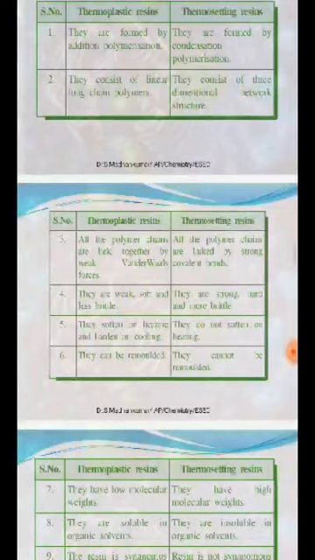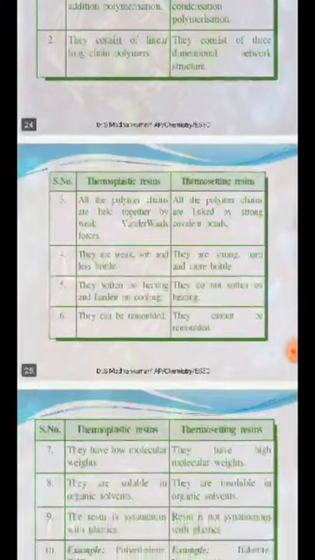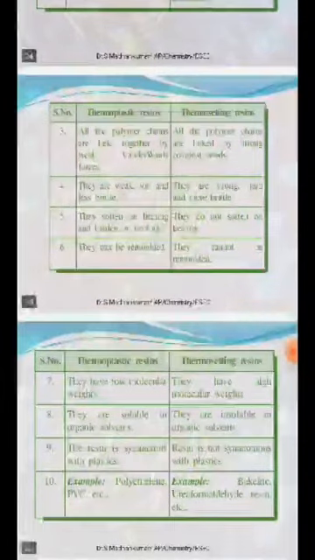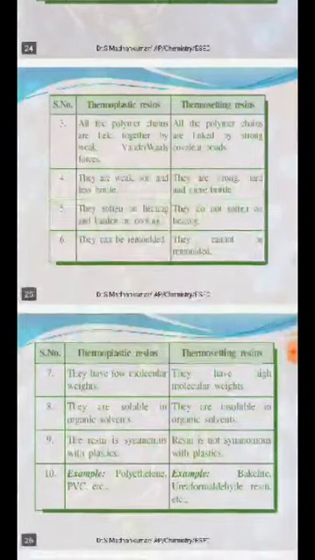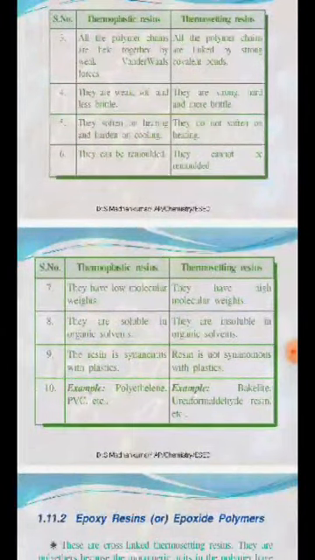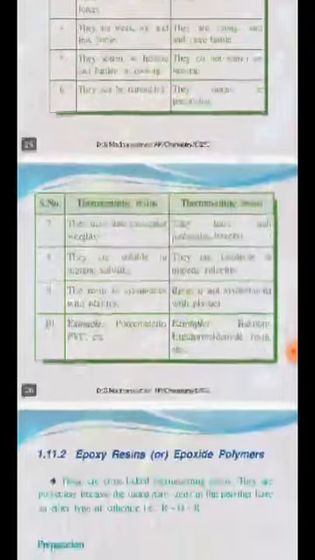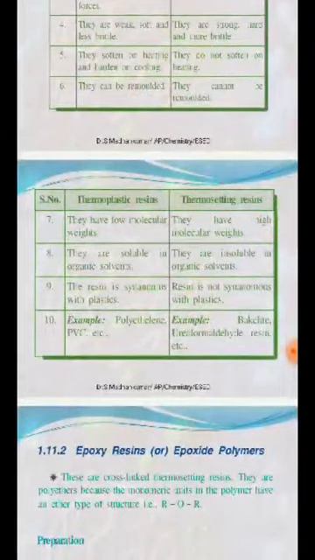Thermoplastics soften on heating and harden on cooling. Thermosets do not soften on heating. Thermoplastics can be remolded. Thermosets cannot be remolded. Thermoplastics have low molecular weight. Thermosets have high molecular weight. Thermoplastics are soluble in organic solvents. Thermosets are insoluble in organic solvents. For thermoplastics, resin is synonymous with plastics. For thermosets, resin is not synonymous with plastics. Examples of thermoplastic resins: polyethylene, PVC, etc. Thermosetting examples: bakelite, urea formaldehyde resins, etc.